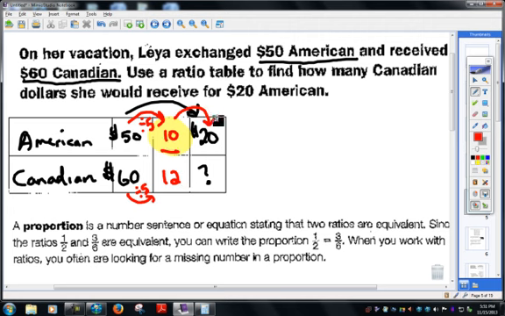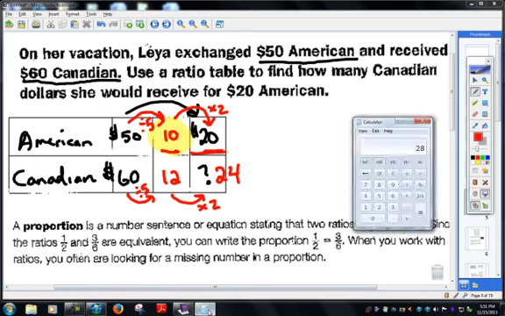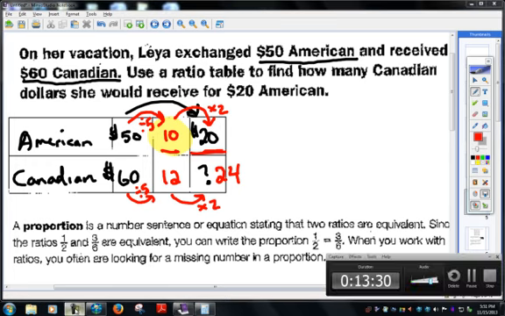Now, what am I doing to go from 10 to 20? I'm multiplying by 2. So what do I got to do down here? Multiply by 2. That is $24. So that's what the ratio would be: 20 American dollars would be 24 Canadian dollars.